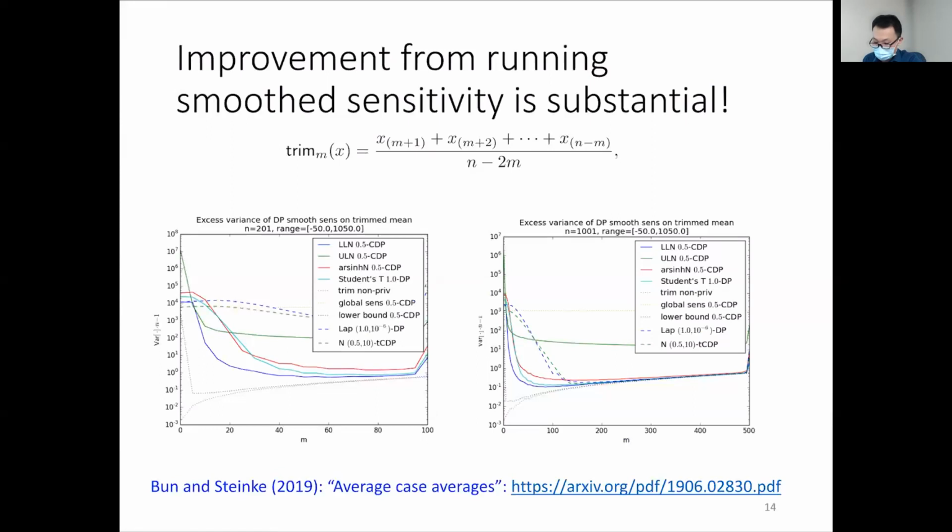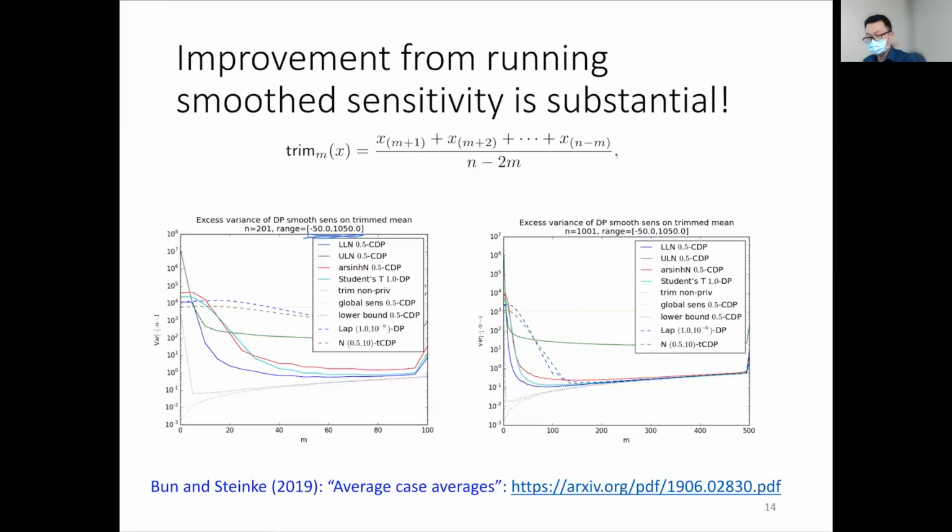In this case, the range is somewhat large, therefore the global sensitivity is large. The global sensitivity would be the range over the number of data points. But the local sensitivity can actually be quite small, because now you've removed the largest m and the smallest m. If you add anything that is larger than the n minus m quantile of the data set, then we won't have any effect, right?